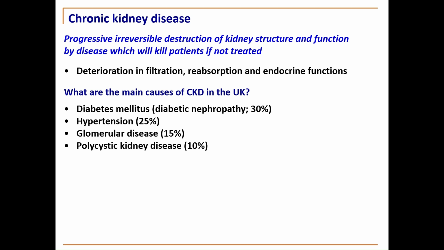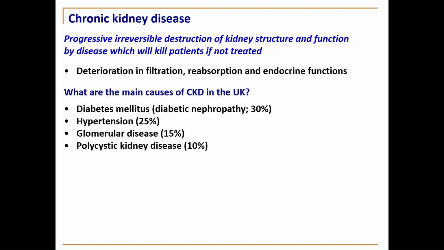You've got glomerular disease, such as glomerulonephritis. So, for example, you may get immune-mediated inflammation of the glomeruli. That damages that filtration barrier and leads to progressive kidney failure. You've got polycystic kidney disease, but that's a genetic condition causing multiple fluid-filled cysts that enlarge the kidneys and gradually impair their function. There are other conditions as well.